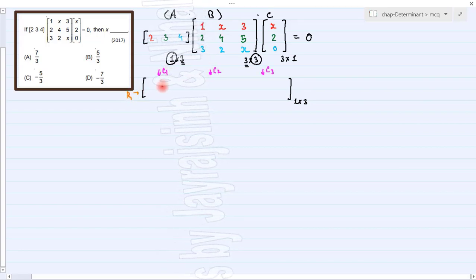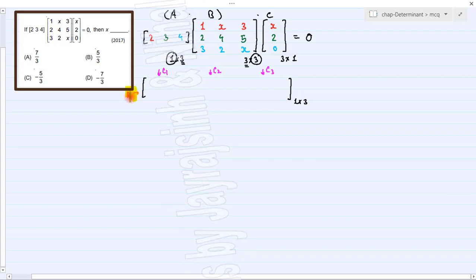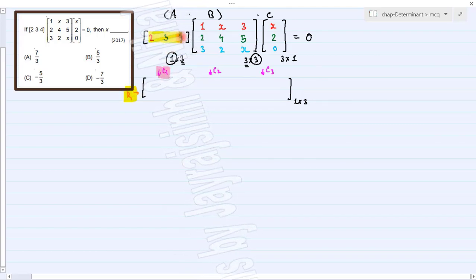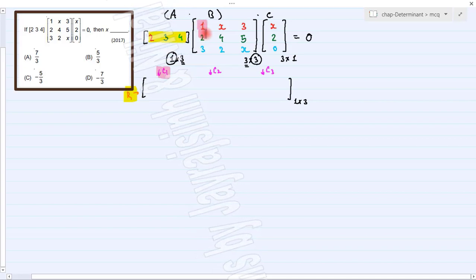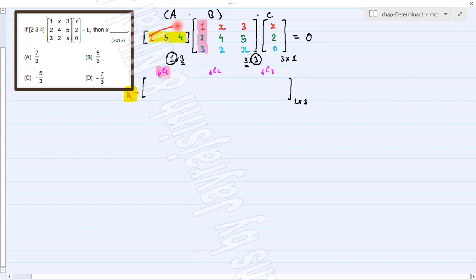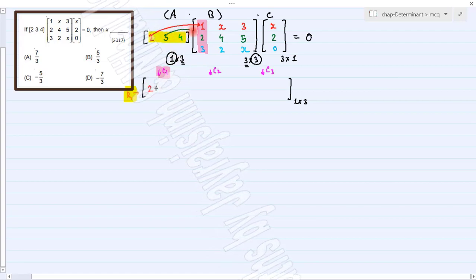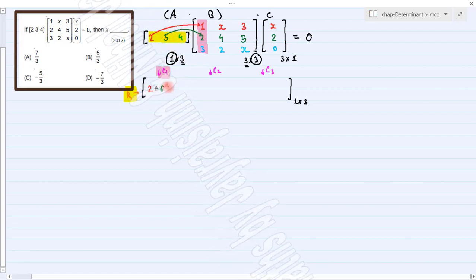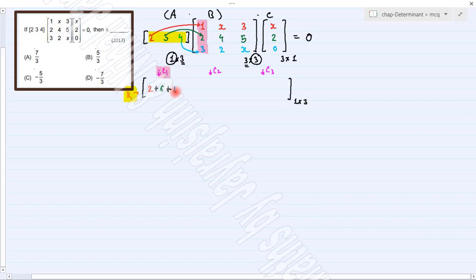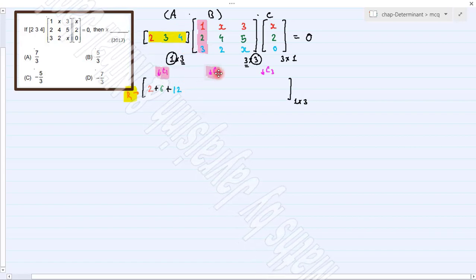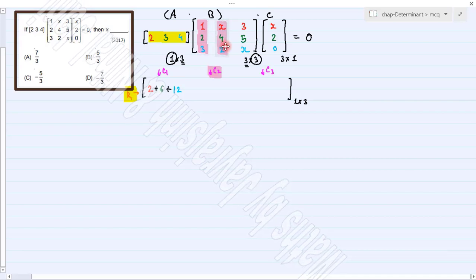So let's try to get your first element, which is in the first row and first column. So we have to multiply the first row with the first column. So here we'll get 2 ones are 2 plus 3 twos are 6 plus 4 threes are 12. Now the next element is in the second column.